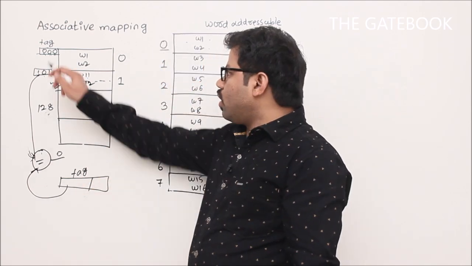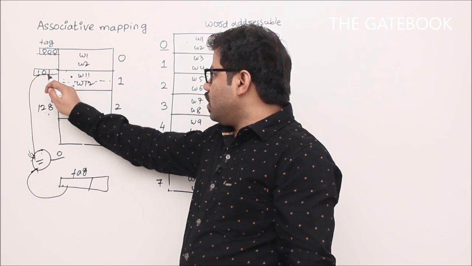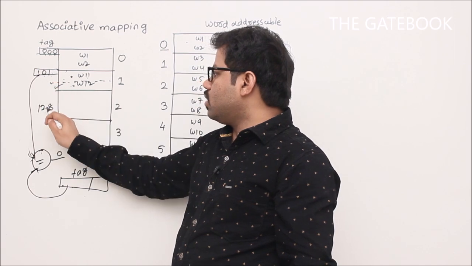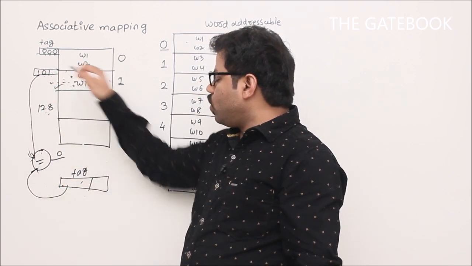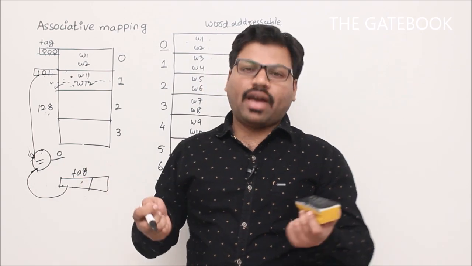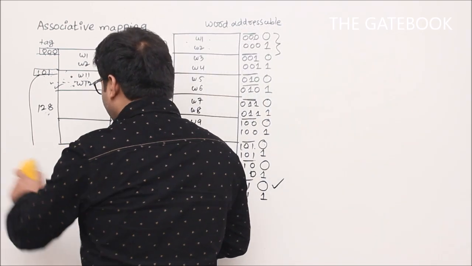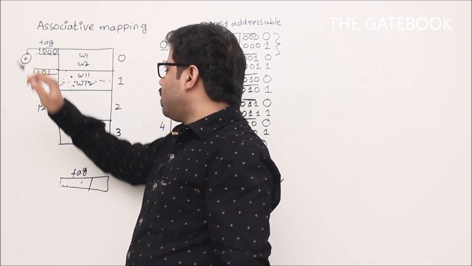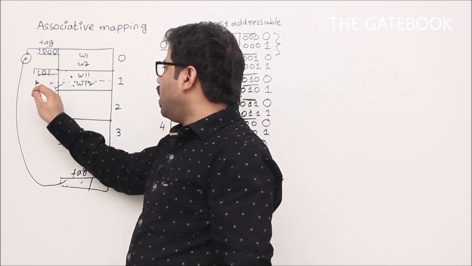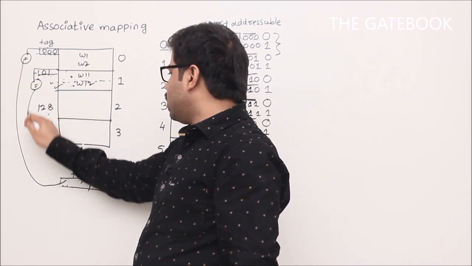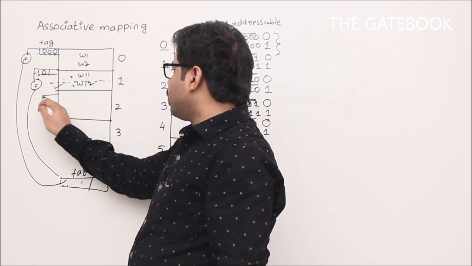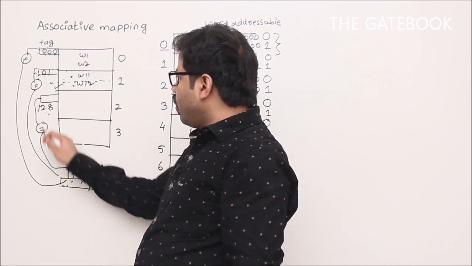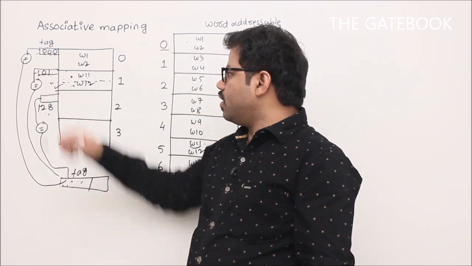That means we have to compare this with this, this with this. Let us say this is tag 1, this is tag 2, this is tag 3, and so on. Tag 1, tag 2, tag 3, everything should be compared in parallel. For that, one comparator is not sufficient. So we will have a dedicated comparator for each one like this. So this tag is connected to every comparator at a time and checked in parallel.